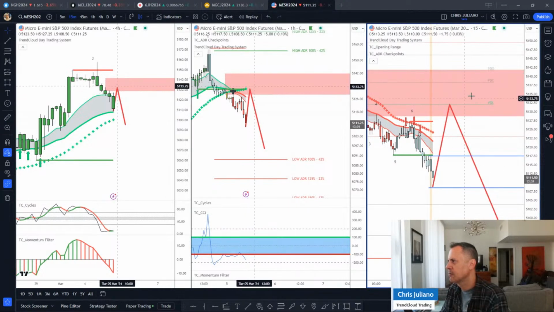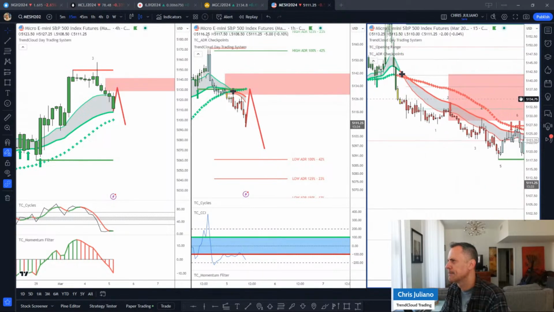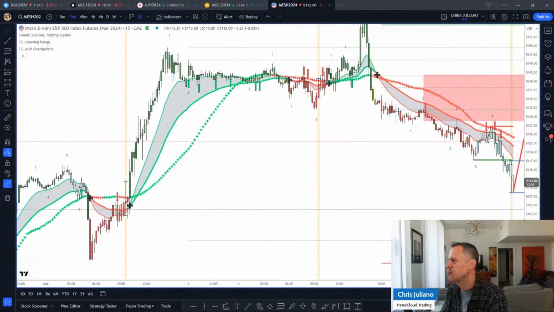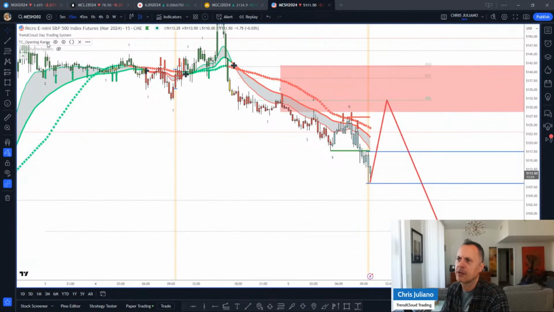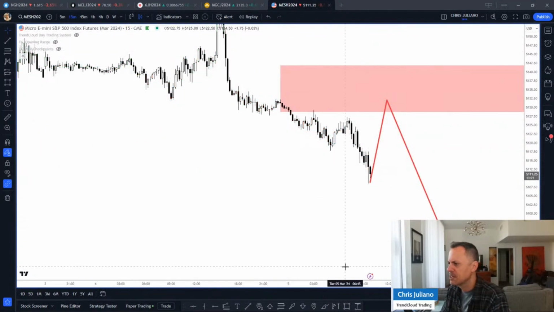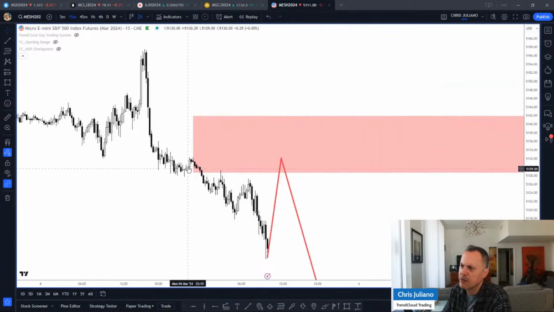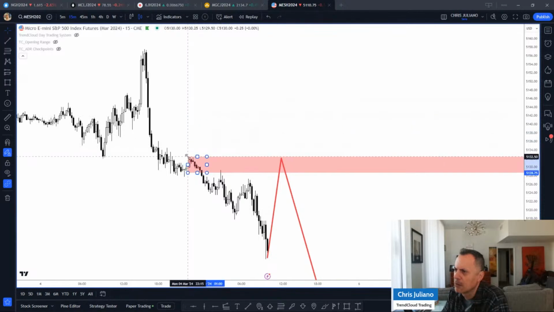Deep correction, hits one of these levels, and we'd be looking at that support level there. I don't see any formations here. Let's clear everything, reset the chart. Do we see anything in this area? Well, we see that, right? That level of consolidation here.